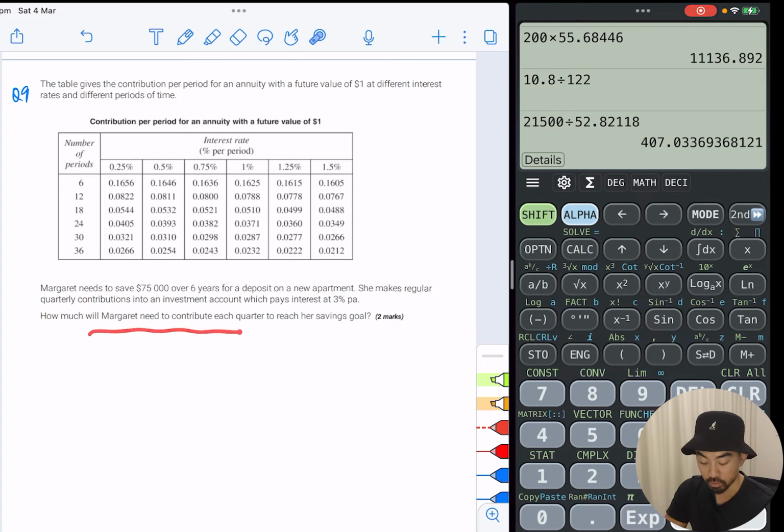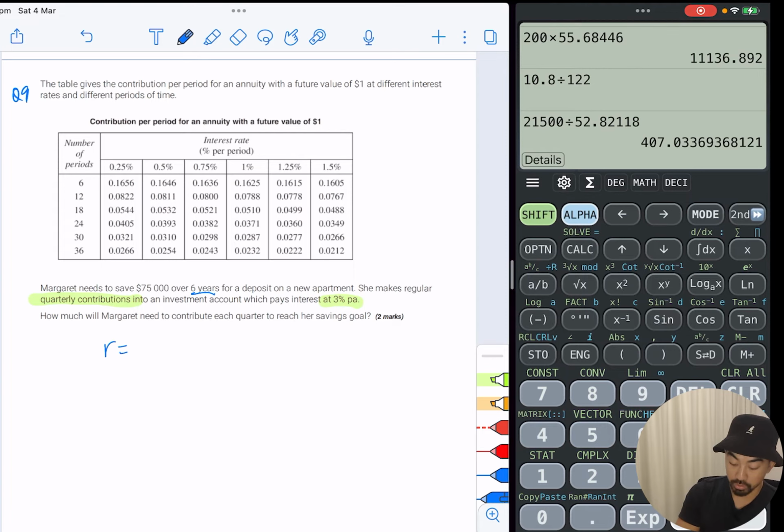How much will Margaret need to contribute each quarter to reach her savings goal? Okay, so hopefully by now you're seeing a pattern of what to do. We've got a future value table, we've got an amount that she needs to get to, and we've got her rate and her years that you either have to convert or you don't. So she's 6 years and she's doing this every quarter. Okay, and also 3% every quarter.